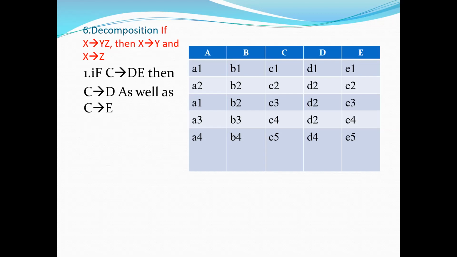Consider the example. If C to DE, C can functionally determine DE, then we can divide the right hand side. That means C can functionally determine D as well as C can functionally determine E, right? Note that decomposition on the right hand side is possible, but decomposition on the left hand side is not possible.